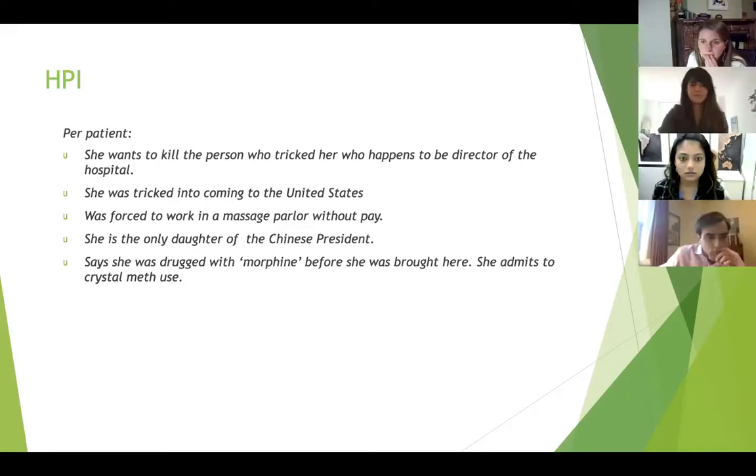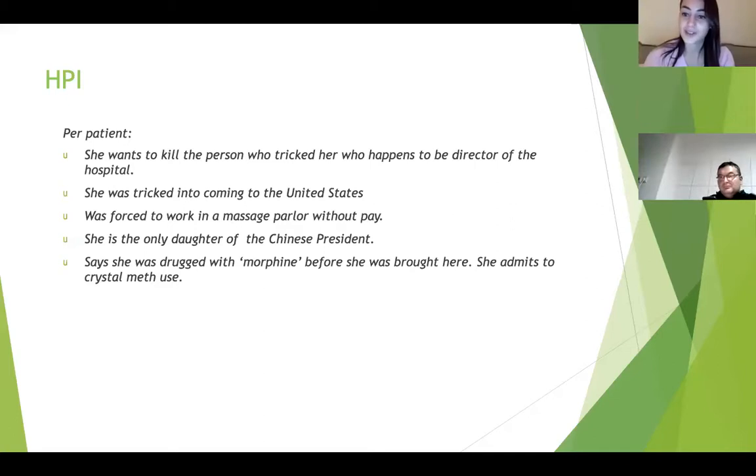To be honest, I agree with Charlotte. It sounds so far-fetched that you would have never thought any of it was true. So you'd have definitely thought she either has a psychotic illness, paranoid, and the fact that she's using drugs and admitting to it doesn't help her case, I think.